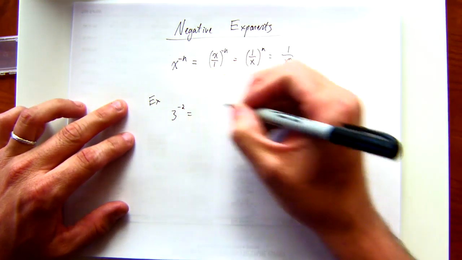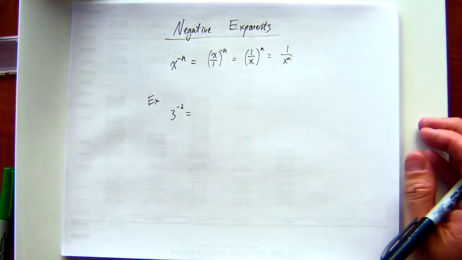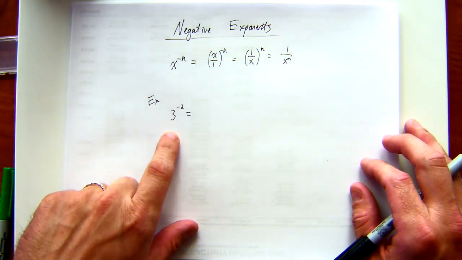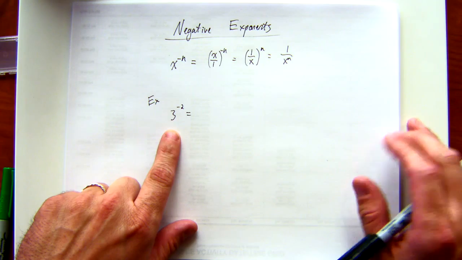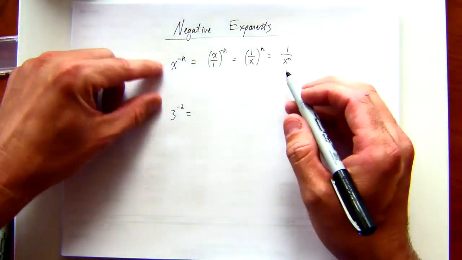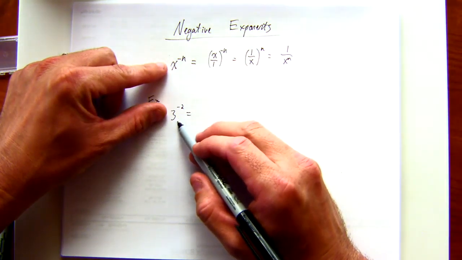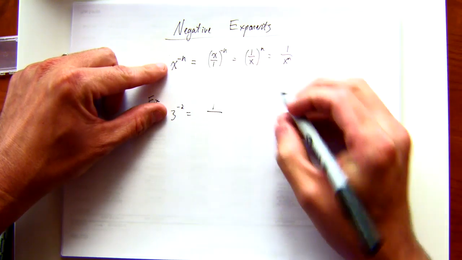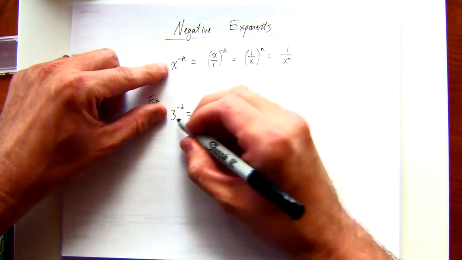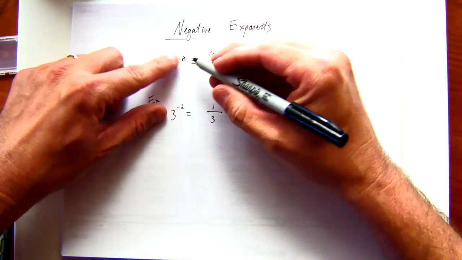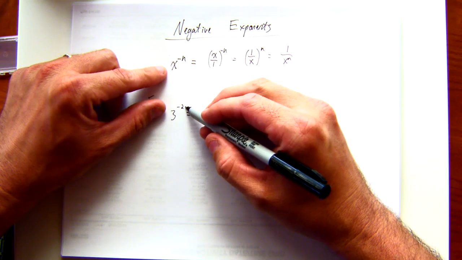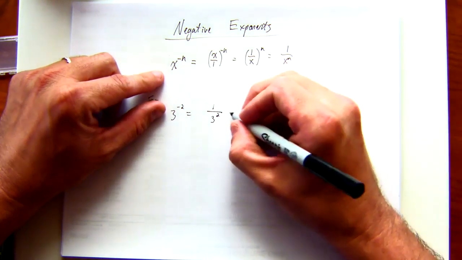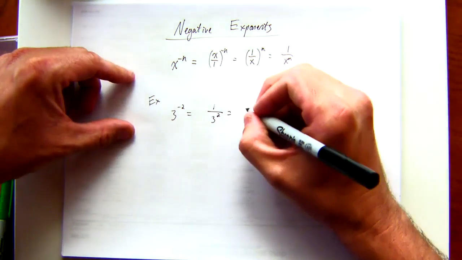3 to the negative 2. What's that? Not 1/6. So let's use our rule. What's our base? 3. And then our rule says we write 1 over, now the base in the rule is x, but in our case it's 3, so it's going to be 3. And then my n in my case is what? Yeah, now it's going to be positive 2. Now what is 3 squared? So that's 1/9.